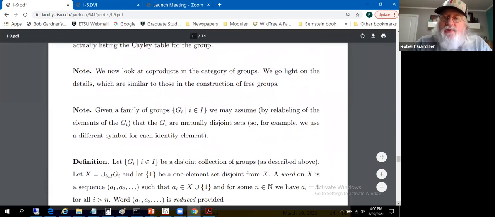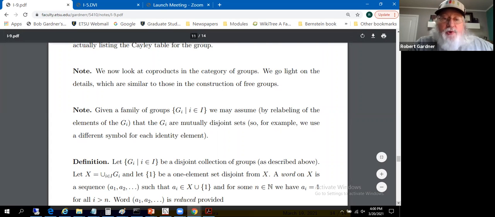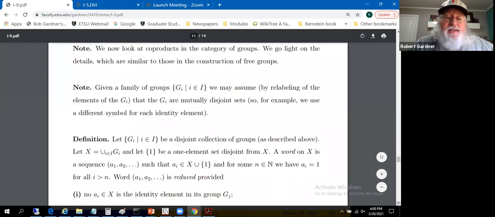So we're going to shift gears a little bit and go kind of light on the details, as it says. Let's look at coproducts in the category of groups. The constructions are really similar to what was dealt with in terms of free groups. So we're done with proofs, but let's get a little bit more vocabulary out there and a couple other little ideas. So we'll take a family of groups, G sub I, as before. We may assume that the G sub I are mutually disjoint sets.